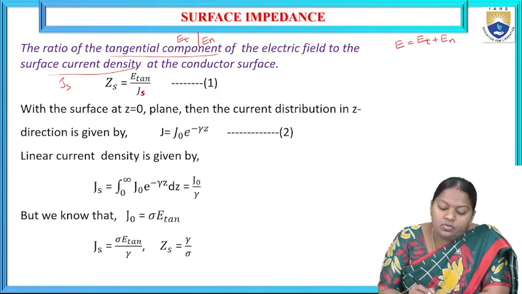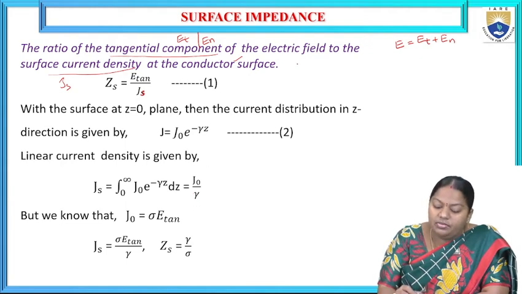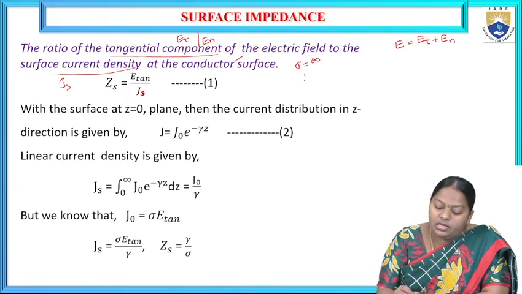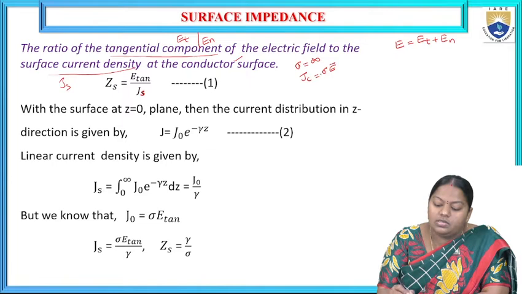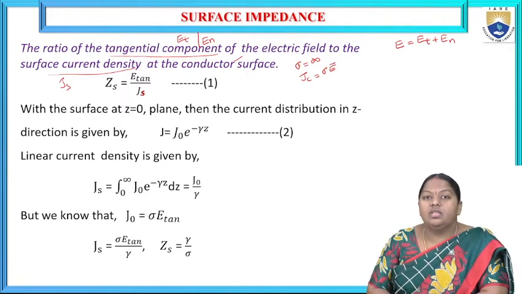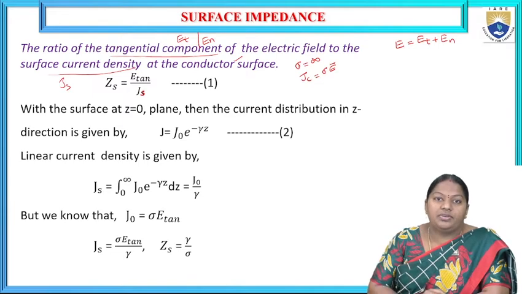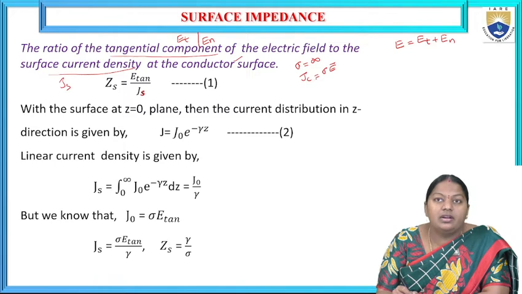Okay. So we are considering here that the medium is a conducting medium. As we know, for an ideal conductor the conductivity sigma equals infinity, and the conduction current density is given by Jc equal to sigma into E, where sigma is the conductivity of that medium and E is the applied electric field. So Jc is nothing but the conduction current density.